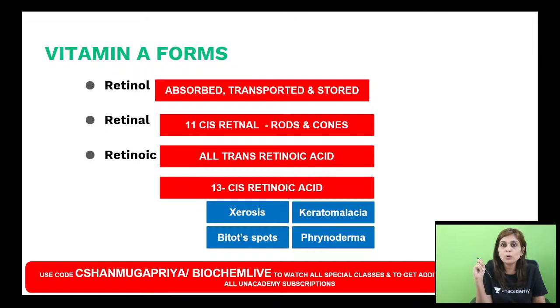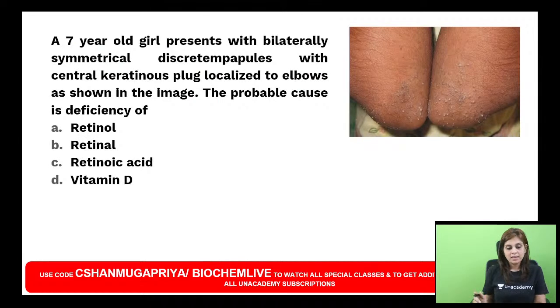So the carry home message here is the alcohol form, retinol, is the form in which vitamin A is absorbed, transported, and stored. Retinal, the aldehyde form, is the form present in rods and cones. All trans retinoic acid helps in growth and differentiation of cells. And 13-cis retinoic acid suppresses keratinization of epithelium. So the answer here is retinoic acid. To be very specific, it is 13-cis retinoic acid.